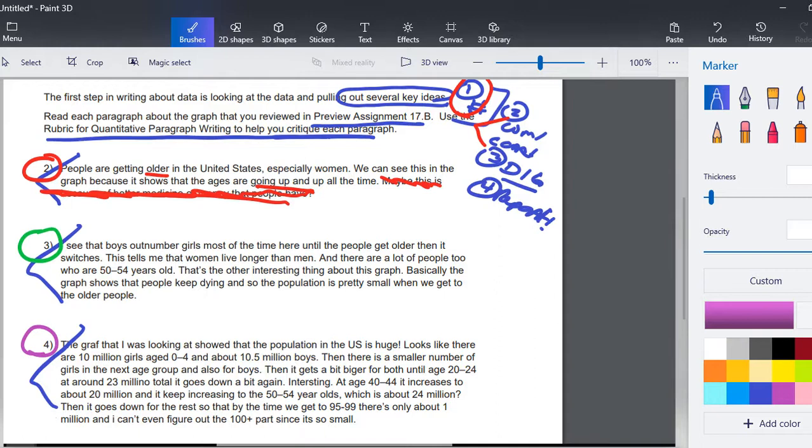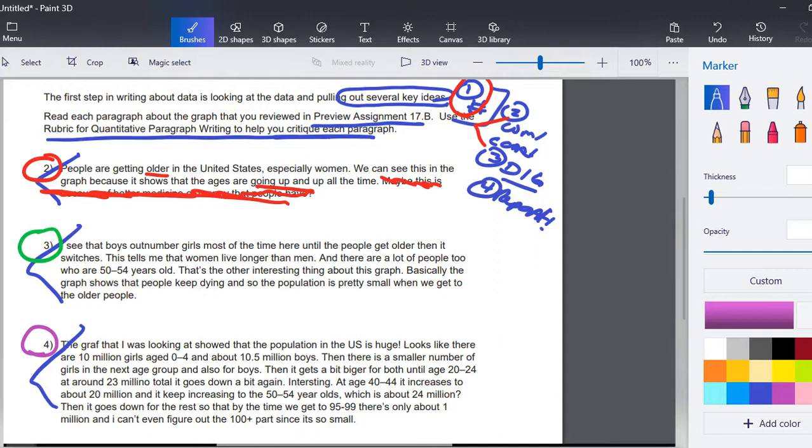At age 40 to 44, it increases to about 20 million and it keeps increasing. How much does it increase? To the 50 to 54-year-olds, which is about 24 million? Then it goes down for the rest so that by the time we get to 90 to 95, it's only about 1 million, and I can't even figure out the 100 plus part since it's so small. Wow.